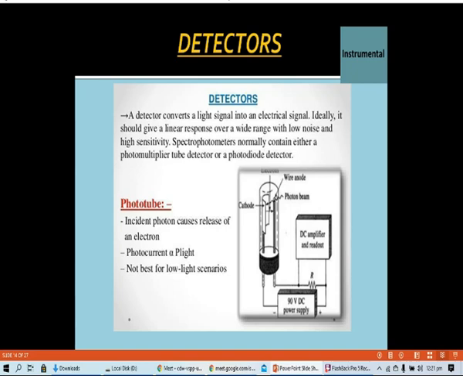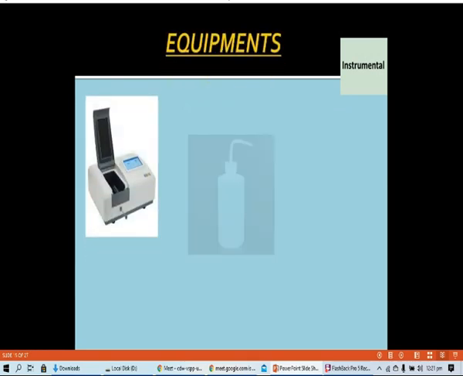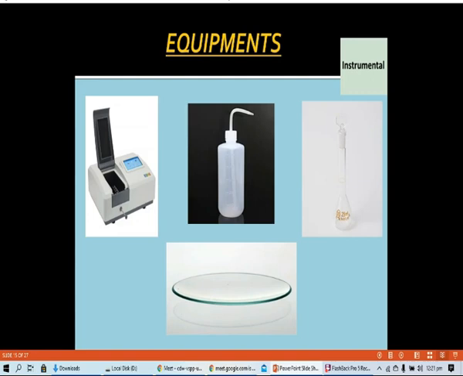Moving on to the equipment. We have a spectrophotometer, which measures absorbance. The second one is distilled water for making up the volume. The third one is a 25 ml volumetric flask. And the last is a watch glass to weigh potassium dichromate and potassium permanganate.